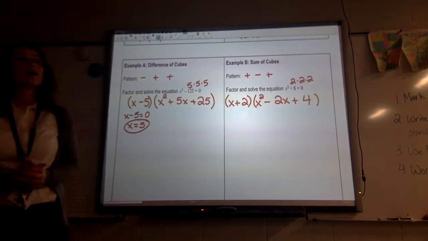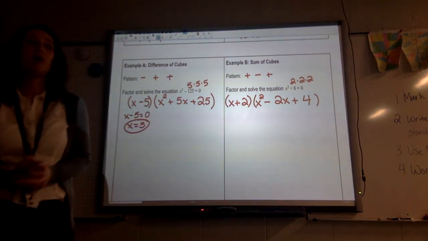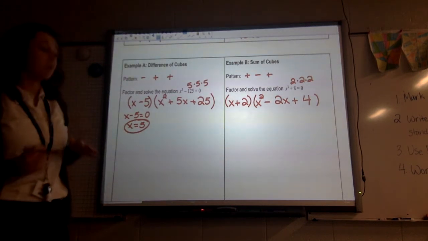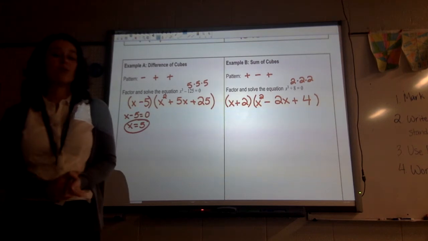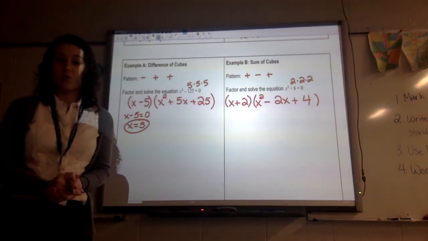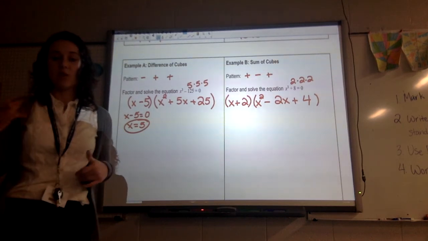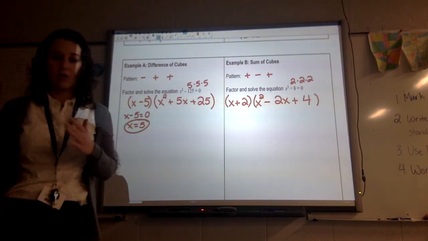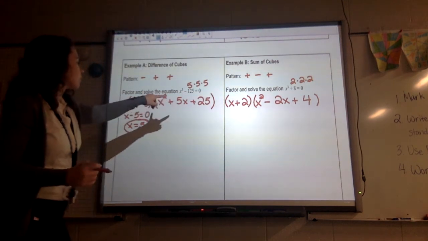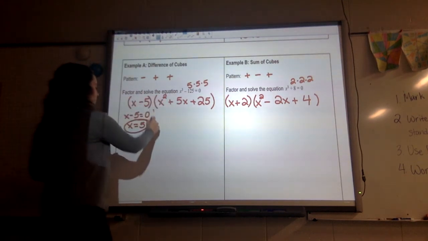So we're going to pull back out something that you've seen quite a while ago, and that is your quadratic formula, okay? So if you need to write this down, your quadratic formula is negative b plus or minus square root of b squared minus 4ac all over 2a. Okay, there's my quadratic formula. That's what I'm going to do here on this second piece.